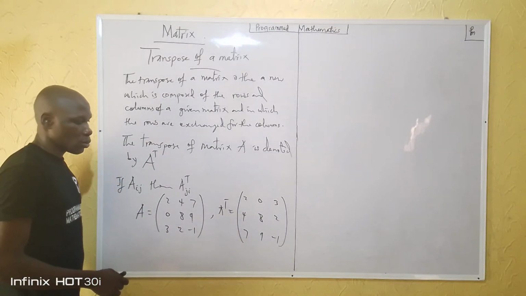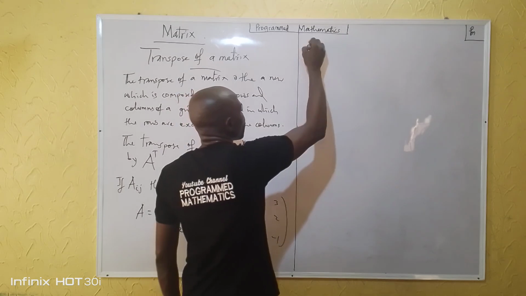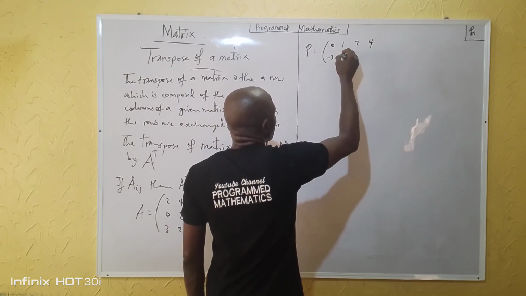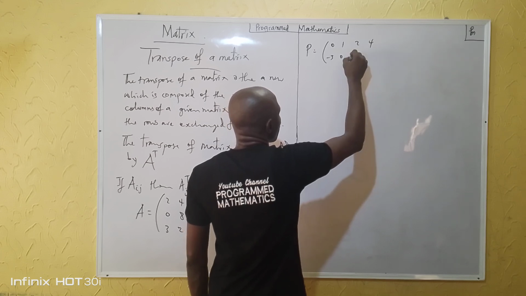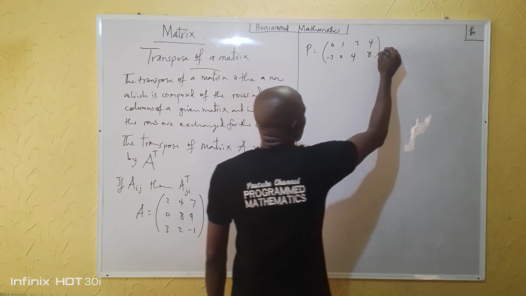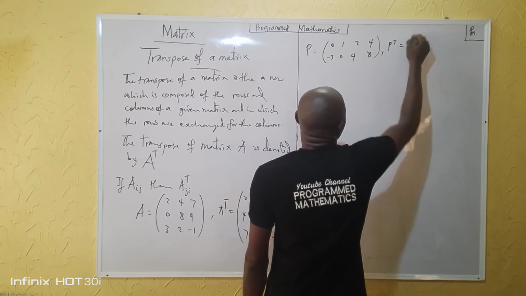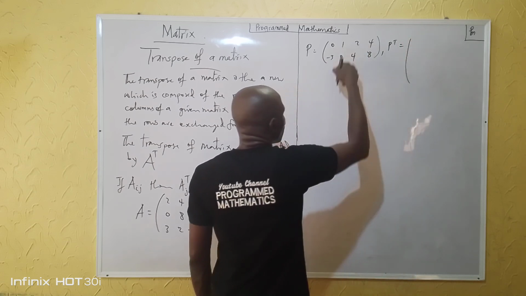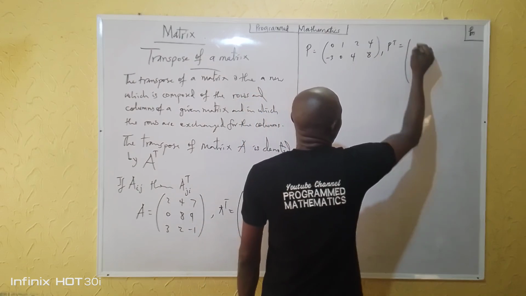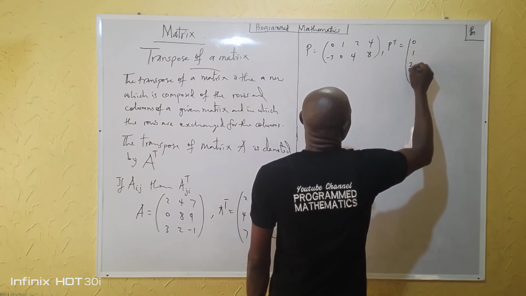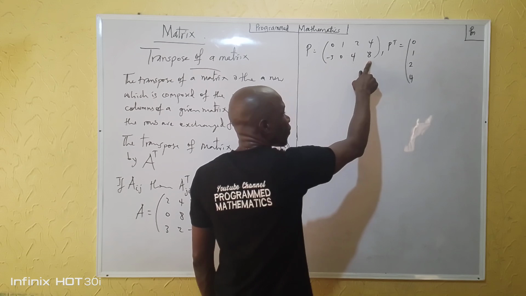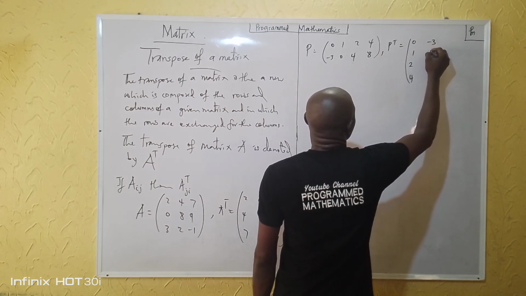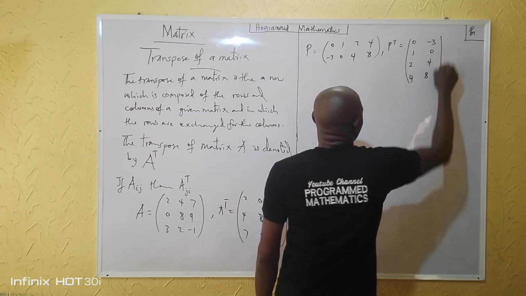Now, if matrix P is the matrix 0, 1, 2, 4, minus 3, 0, 4, 8, then the transpose of matrix P will become, we switch this row for the column. So this first row now becomes the first column. So we have 0, 1, 2, 4. The second row here becomes the second column, so minus 3, 0, 4, and 8.